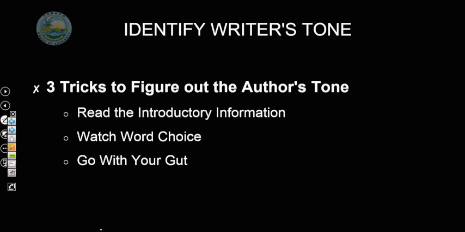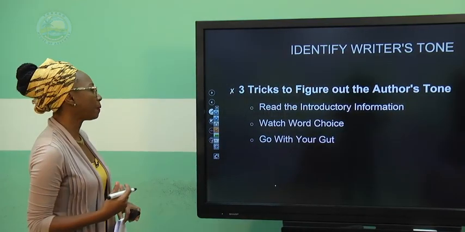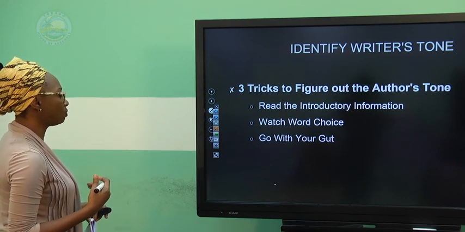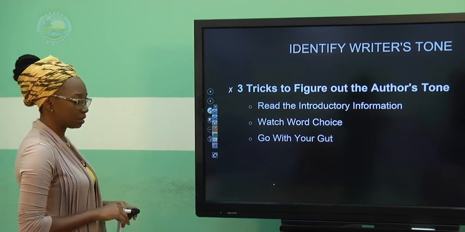So, there are ways in which you can figure out the author's tone. And we're going to look at three tricks to figure out the writer's tone. First of all, start by reading the introductory information. You want to read what is at the very beginning. You want to watch the word choice of the author, and you want to go with your gut.